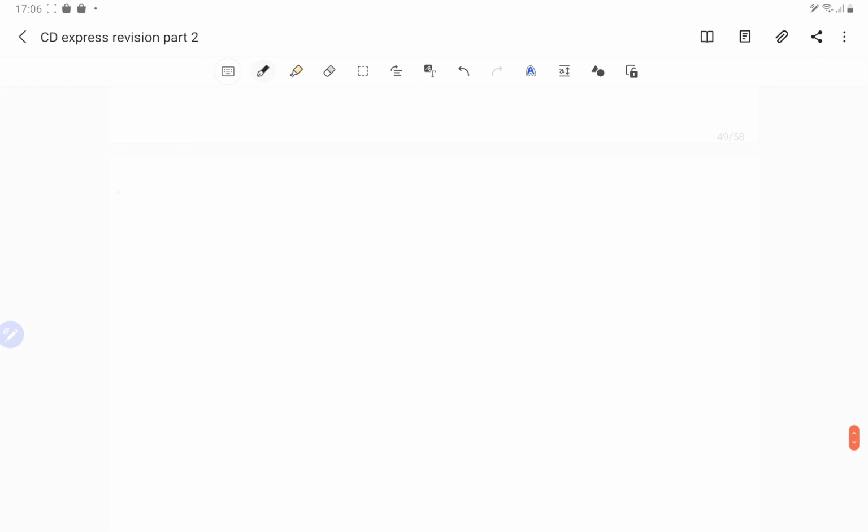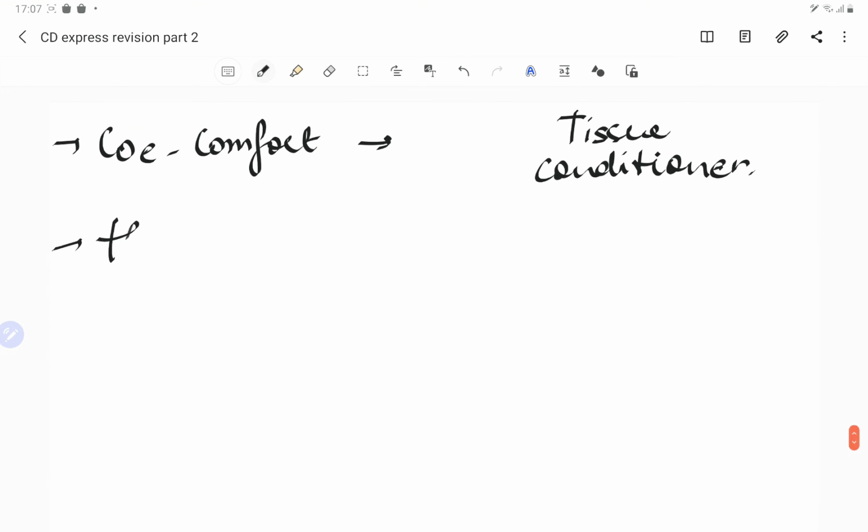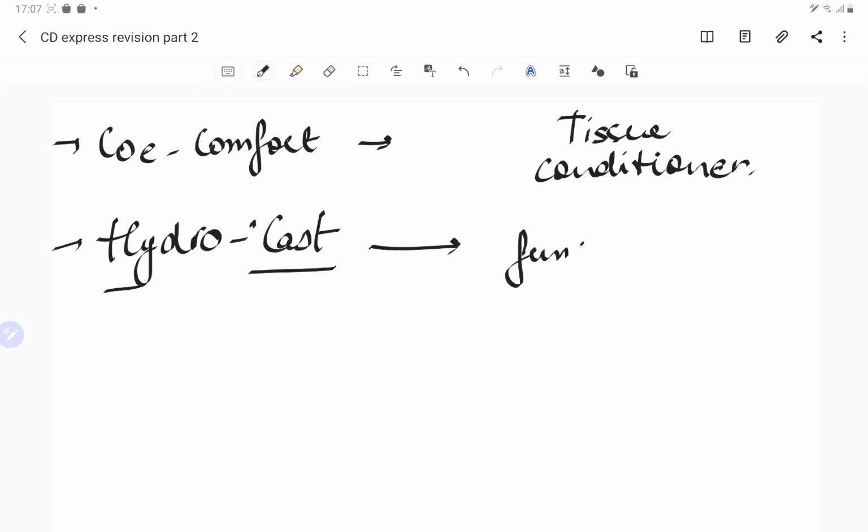So we have some soft liners. One is Coe-Comfort, a tissue conditioner, which acts as a tissue conditioner itself. We use that for ill-fitting dentures. Then we have Hydrocast. See, the word cast is there, and hydro means water, so it is used as a functional impression material.